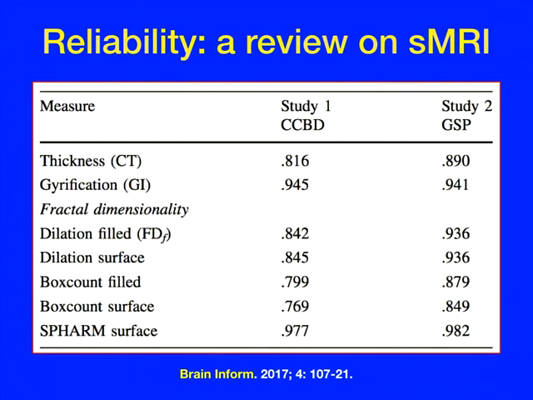So for the next few slides, I will introduce reliability, especially for test-retest scans across different neuroimaging modalities. You can clearly see how we get regarding the reliability for this field. For test-retest reliability for structural MRI, we have measures like thickness, gyrification, or fractal dimensionality, which is a measure of the complexity of the brain geometry.